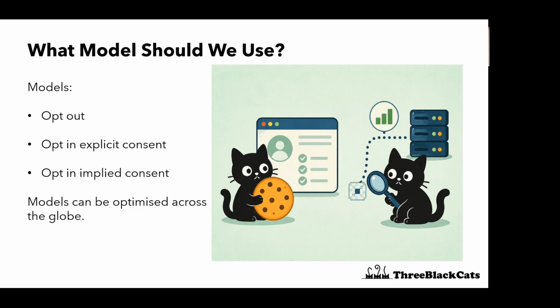We then have a model in the middle, which is opt-in implied consent. The cookie banner comes up, and hasn't dropped any cookies other than strictly necessary. But if I then navigate away from the banner, or I scroll up and down the page or click somewhere else, it takes that movement as my consent. Because I didn't say no, I have obviously said yes.